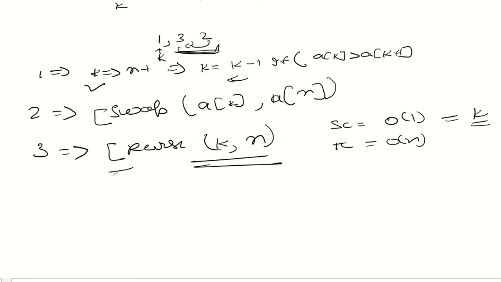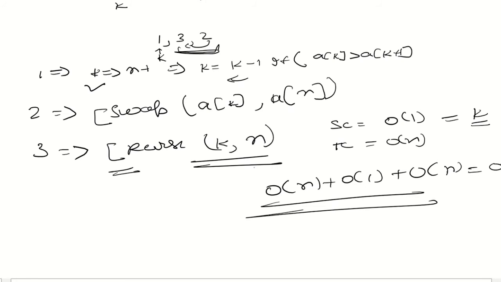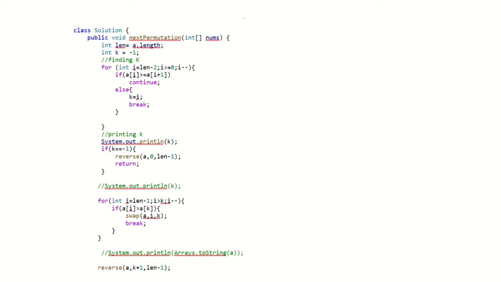For reverse one, it's order of n, so that will be order of n plus order of 1 plus order of n. That will be ultimately order of n. So likewise, we can solve this problem in order of n approach. Now let's see it in code. I have written down the code over here.